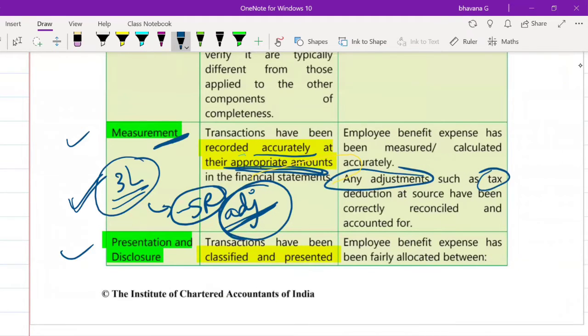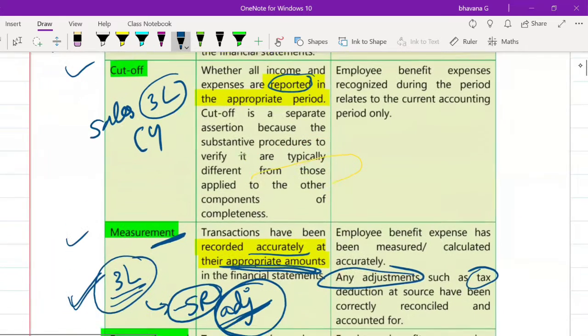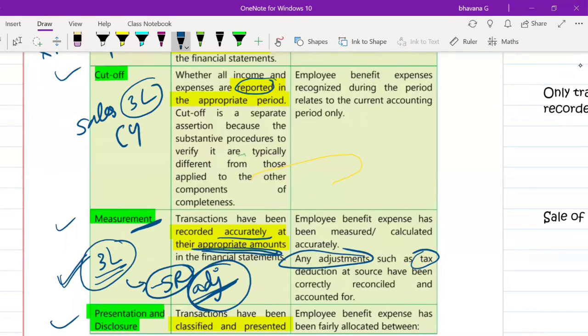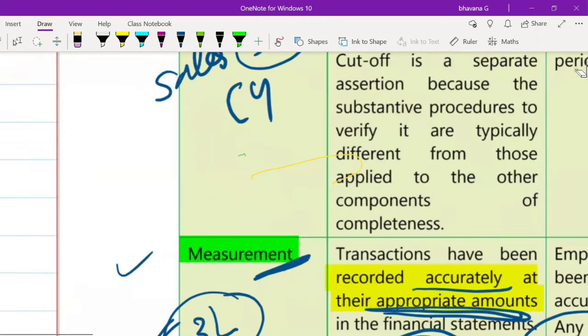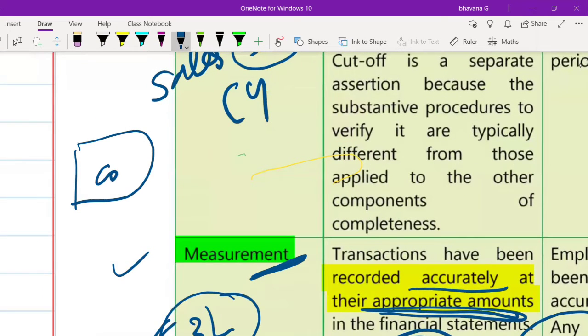Okay, someone has asked me a doubt on cutoff. Cutoff means the current period item. Can you please erase this, whoever drew that line on the screen? Cutoff means that you would have recorded it in the appropriate period only. Suppose what had happened is, see, I am the company. I had made a sales to a vendor.